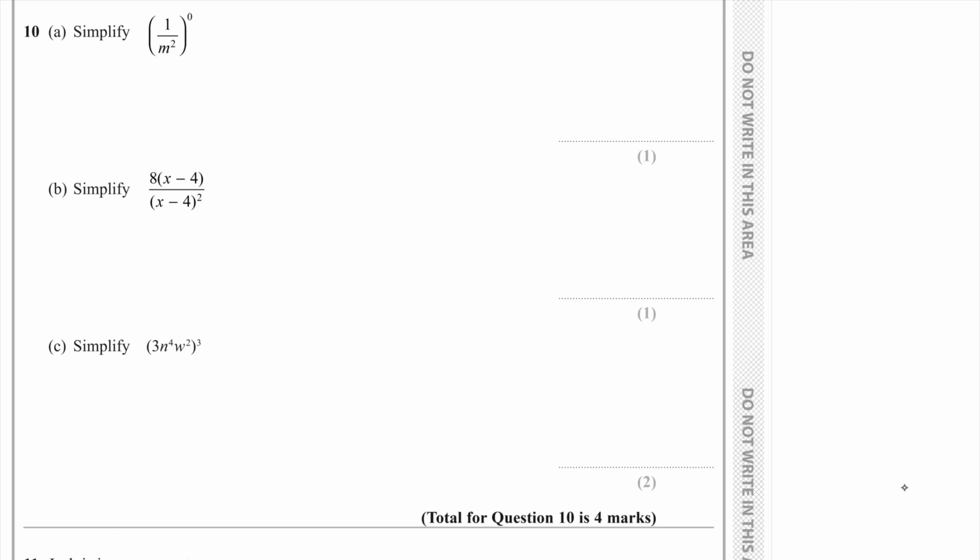Question 10. Simplify 1 over m squared to the power of 0. Anything to the power of 0 is 1. Part B. Simplify 8 times x minus 4 over x minus 4 squared. We can cancel out x minus 4. This is equal to 8 over x minus 4. If it helps you to understand this better, we can also write this out. 8 times x minus 4 over x minus 4 times x minus 4. We can see how one bracket cancels out the other bracket.